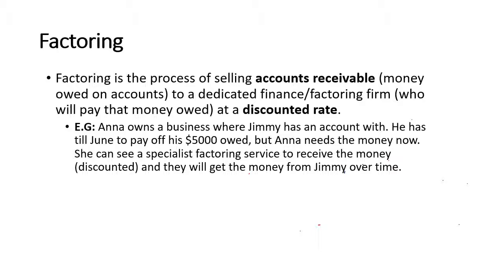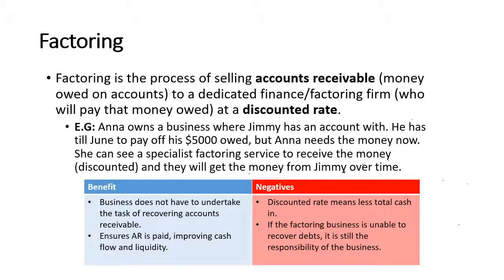Now, the factoring company will go to Jimmy when it's due, maybe in 2 months' time, and say, oh yeah, we need that 5,000 that you owe Anna, but you have to pay it to us now. So Jimmy needs to pay Anna that 5,000, and that's where the factoring company makes its business. So there are advantages and disadvantages.